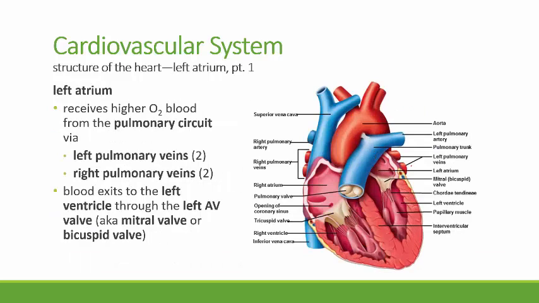Okay, so now the blood goes off to the lungs, gets reoxygenated, and then returns to the left atrium, this time through the right and left pulmonary veins. So two right pulmonary veins, two left pulmonary veins, and both sets of veins feed into the left atrium. And then the left atrium gives a little squeeze, and that pushes blood down through the left atrioventricular valve, sometimes called the mitral valve, or the bicuspid valve.